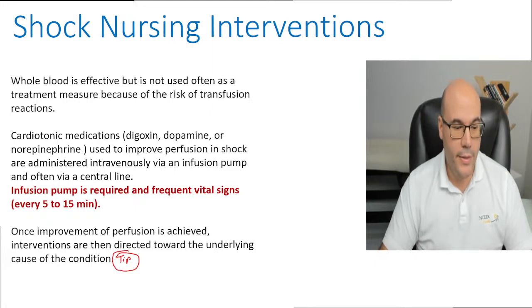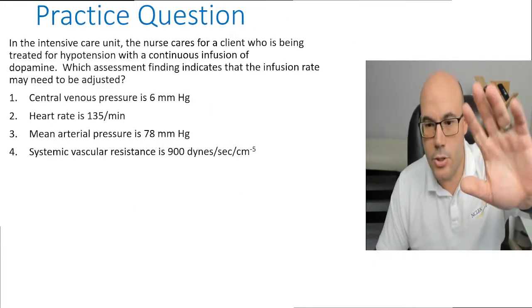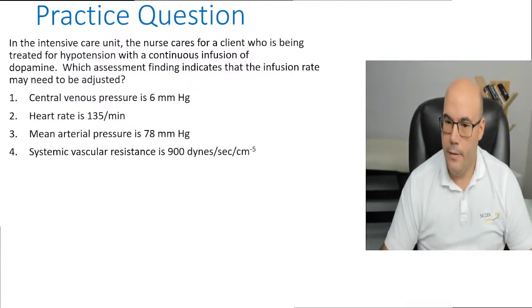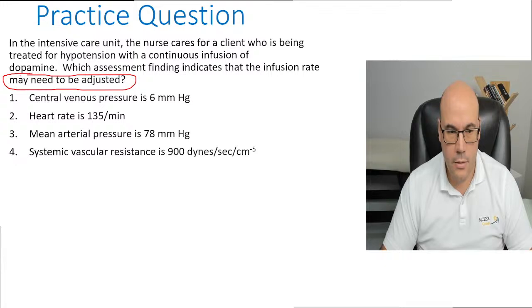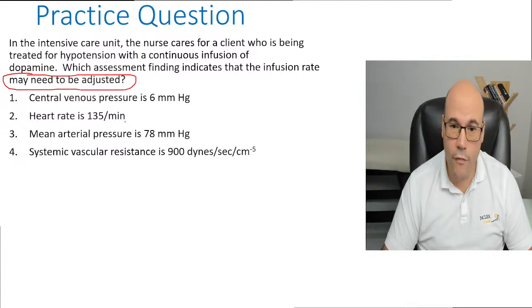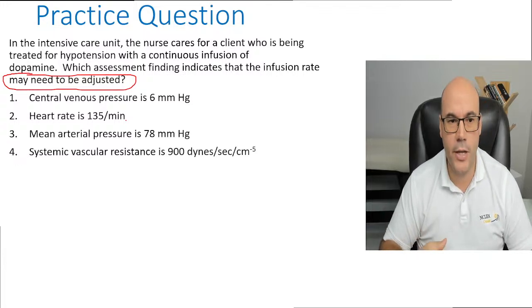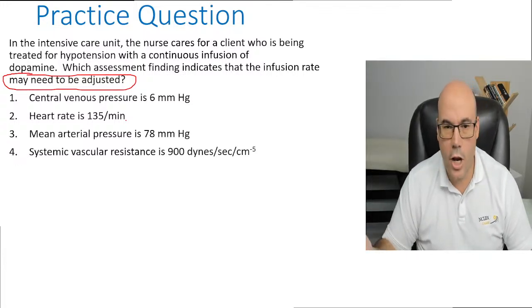So, with this said, let's go to the actual question. Remember, the focus of the question was which assessment finding indicates that the infusion rate may need to be adjusted. So what are we looking for? We're looking for something that is wrong. If we have a normal vital sign, a normal lab value, a normal patient response, improvement in the patient's condition, then we do not need to adjust it.